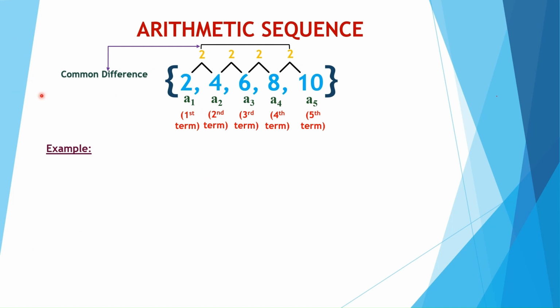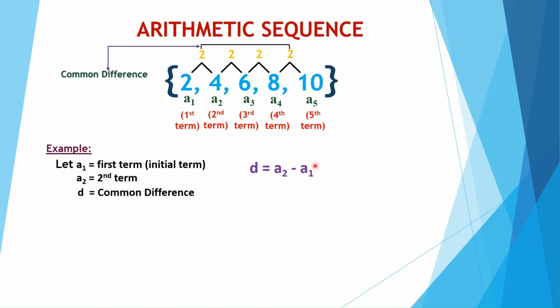Suppose you do not know the value of the common difference. But if you know the value of the first term and the second term, you could still compute for this. Okay? So let a sub 1 be the first term or initial term, a sub 2 be the second term, and let d be the common difference. So this is the formula for the common difference. d is equal to a sub 2 minus a sub 1.